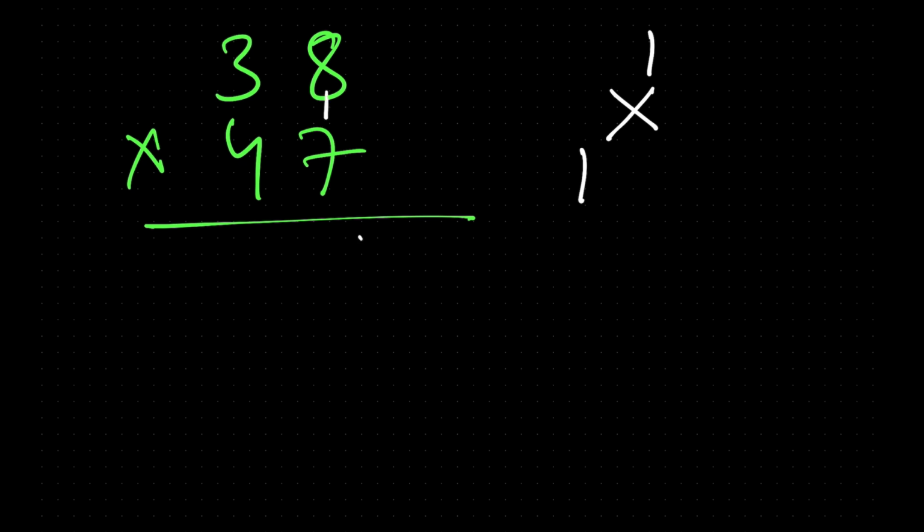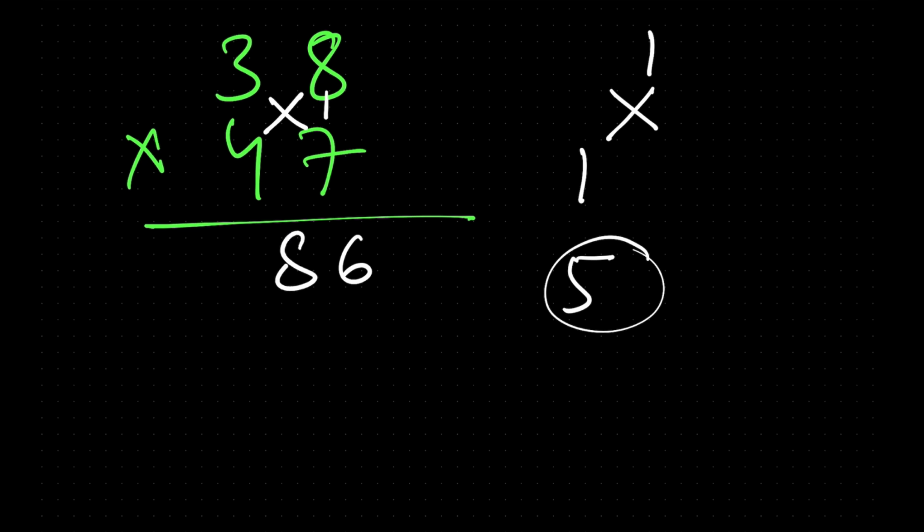So 8 into 7 is 56, so you will get 6 and you will get 5 as carry. Then 3 into 7 is 21, and 4 into 8 is 32. So 21 and 32 will give you 53. 53 and 5 will become 58, so 8, and you have again carry of 5. So last step, 3 into 4 is 12, 12 and 5 is 17.